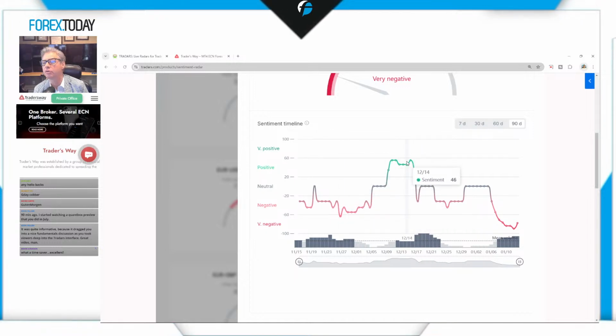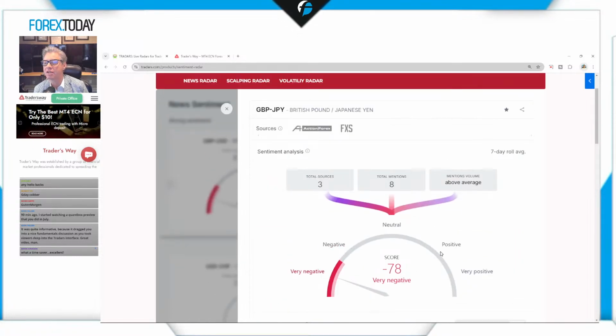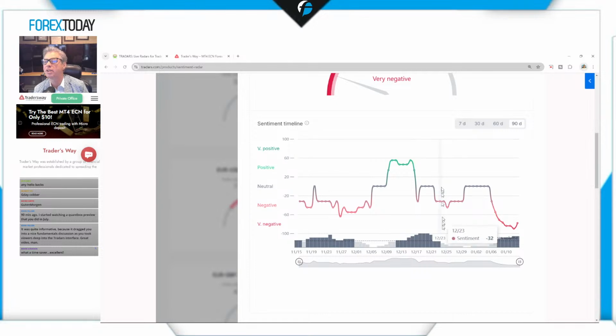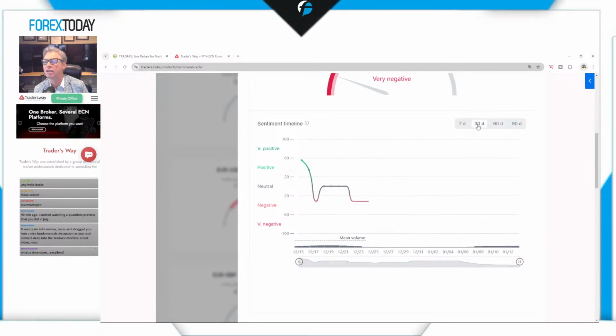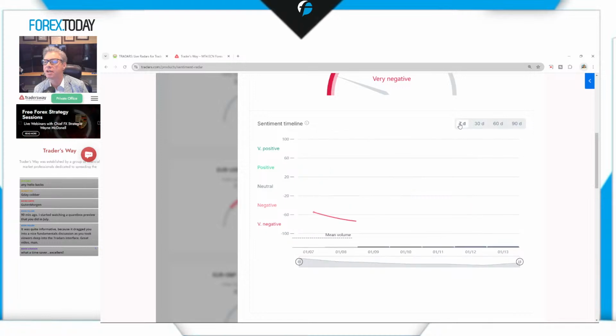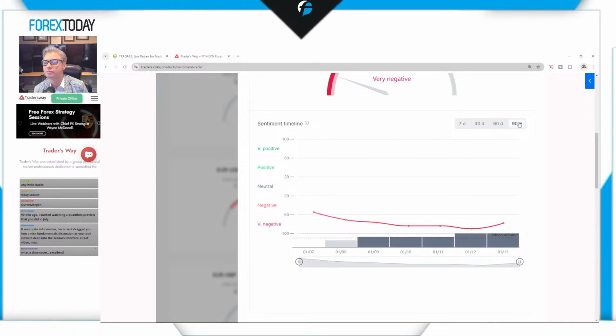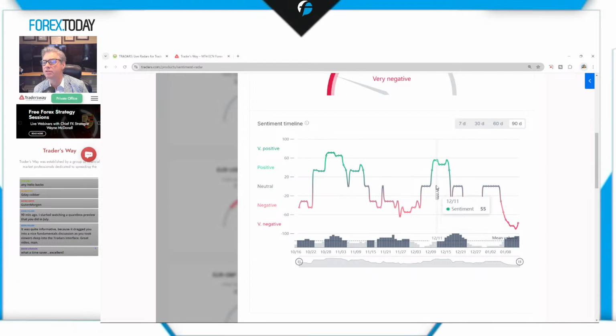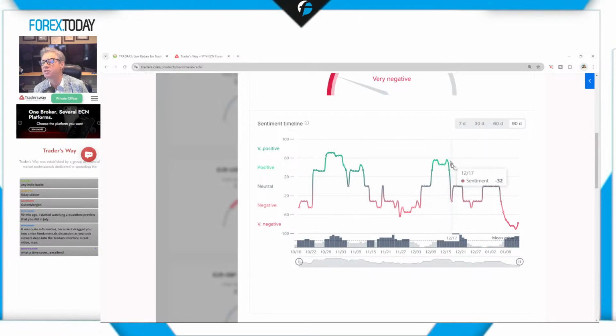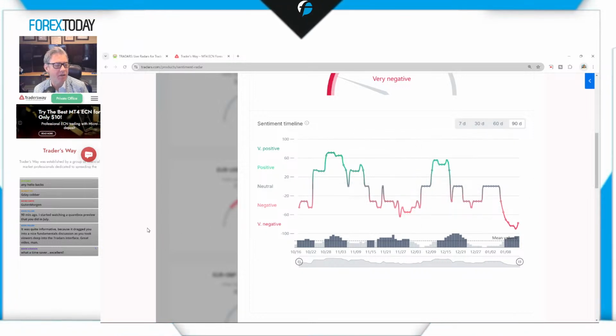And hey, not long ago it was quite positive and things got nasty recently. So this is the 7-day score, but this goes back 90 days, 60 days, 30 days, and then this week. Isn't that cool? And so you may have been able to see since the middle of December, sentiment changing in the market for pound yen to the downside.